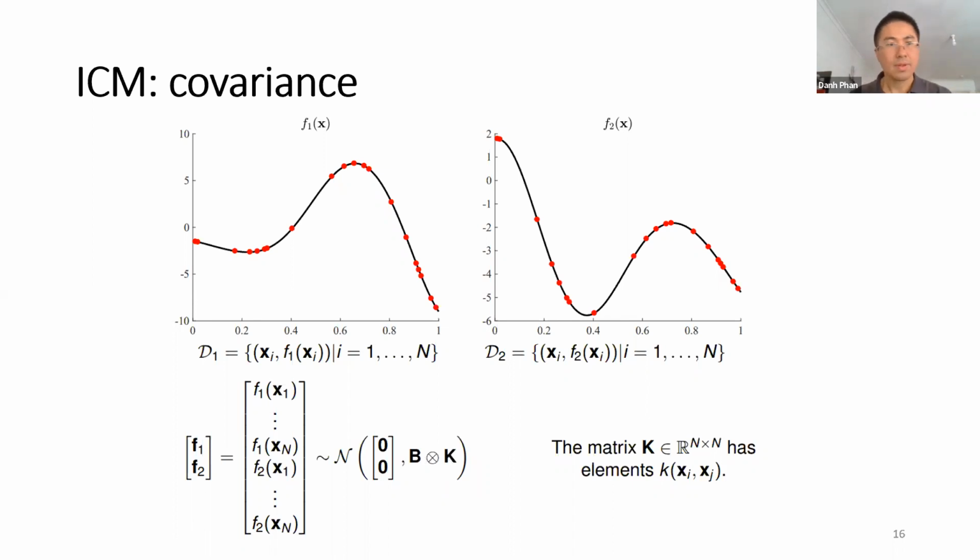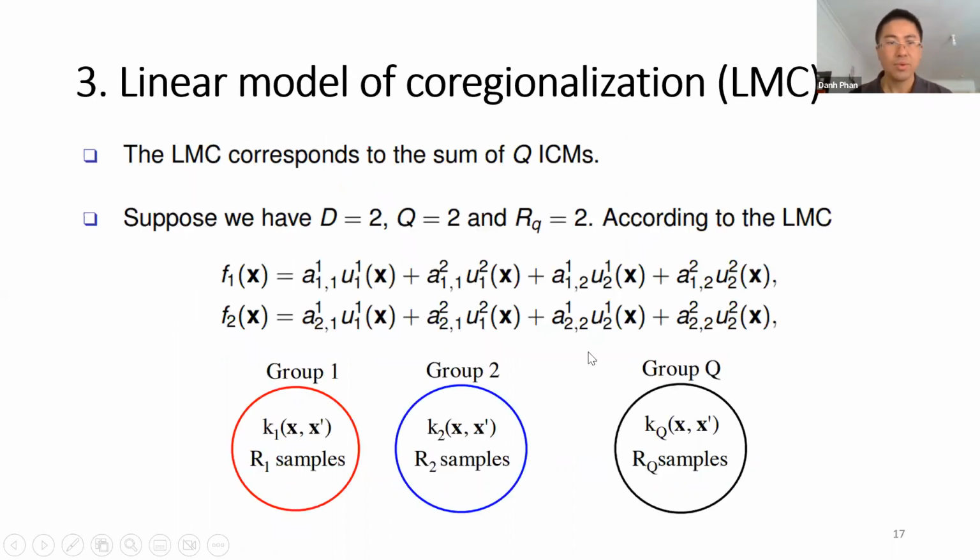So that is one kind of model called ICM, where we assume that the F1 and F2 here have the same underlying Gaussian processes with kernel K, one with the same kernel, right? But we can do a generalization of ICM if we have Q different kernels, K1, K2, and KQ.